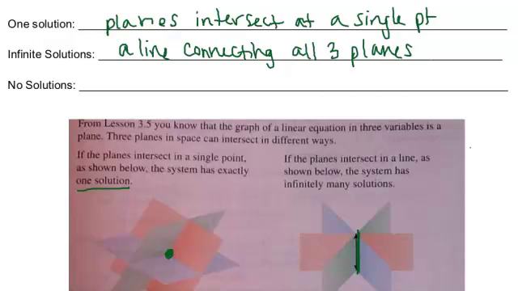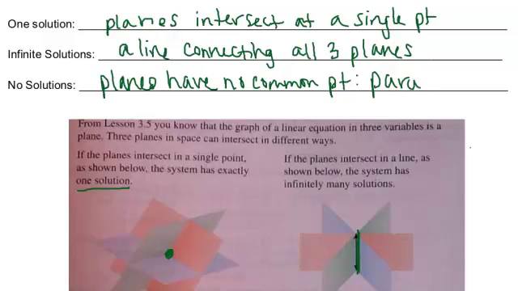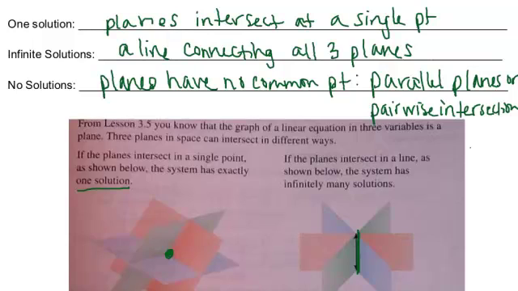And the last is no solutions, and that is if the planes have no common point. Now there are 2 different ways that this can happen. If we have parallel planes, or what we call pairwise intersection. So let's look at the images for these.